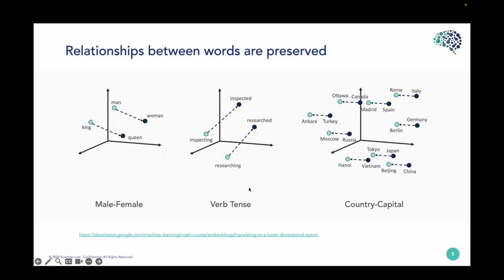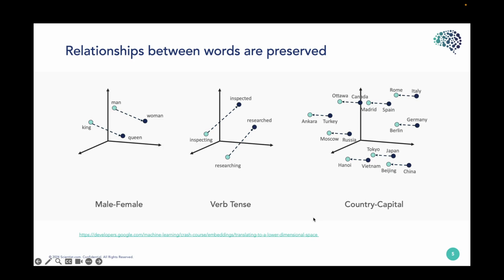The same goes for verb tense. So we have inspecting and inspected. The offset between those two vectors is going to be very similar to the offset between researching and researched. And this is another very popular example that you'll see on the internet. This is country capital. So the sort of capitalness of a word, that meaning, is retained. So the difference between Ottawa and Canada is going to be very similar to the difference between Madrid and Spain, which is similar to London to England, and Paris to France, et cetera, et cetera.